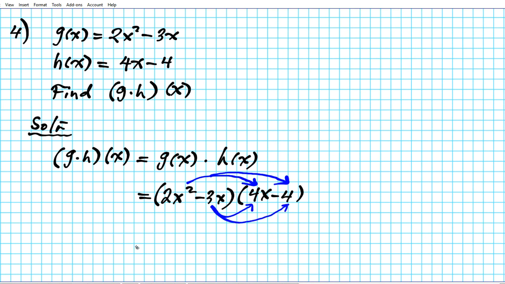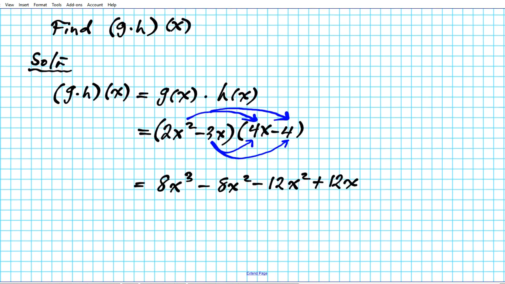Okay, so if you multiply, you have 8x to the third as a result of multiplying 2x squared and 4x, minus 8x squared, minus 12x squared, plus 12x. Okay, minus times minus is a plus.